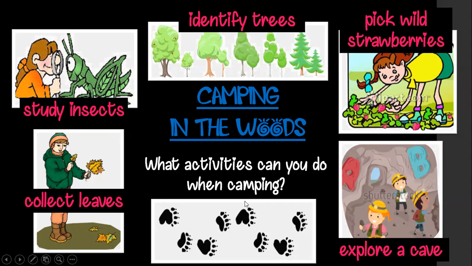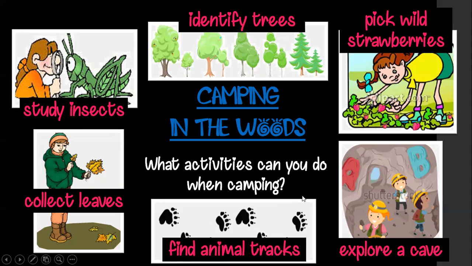And finally, here you can see many. What is that? Tracks, that's right. But in this case, these tracks are from animals. So here we have animal tracks. So one more time, collect leaves, study insects, identify trees, pick wild strawberries, explore a cave, and finally, animal tracks.